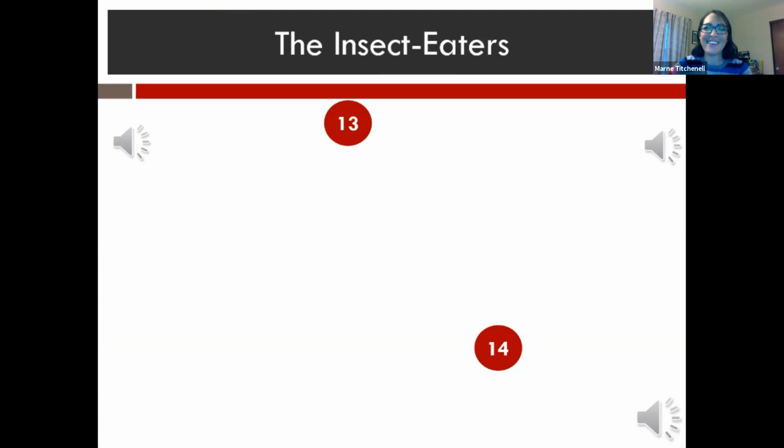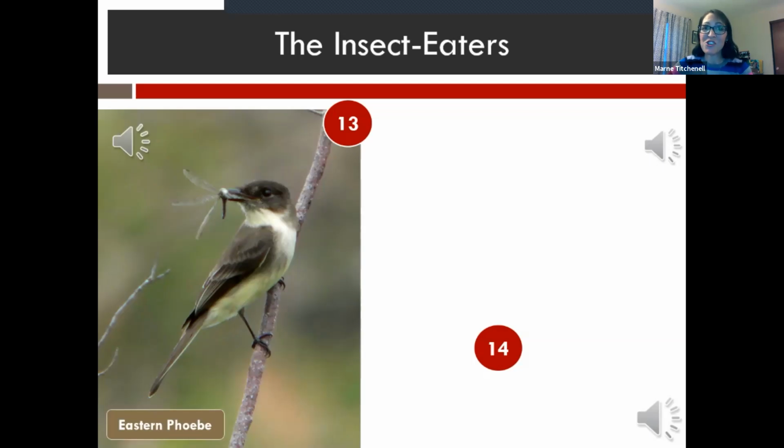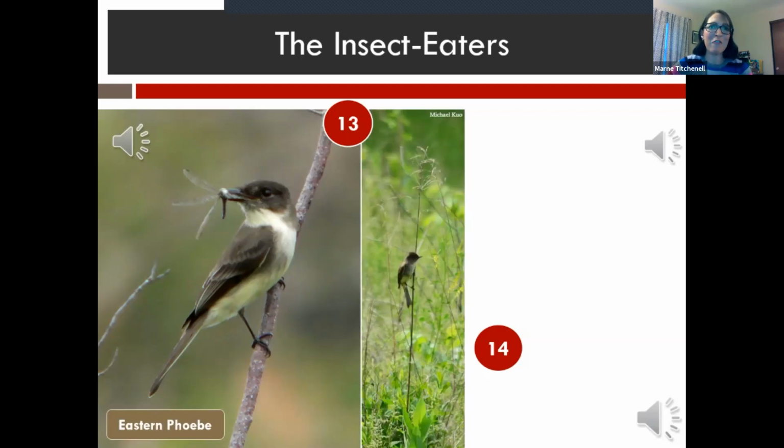It's a little bit tougher one. Yep, some of you know your calls very well. Good job, Diana. So this is the eastern phoebe, and this is one of our flycatchers. And you'll often see them perched like this on vegetation, especially in a more open area where they like to hunt for their insects.